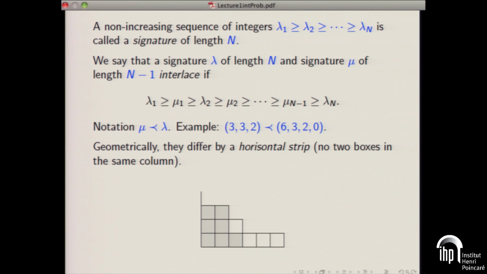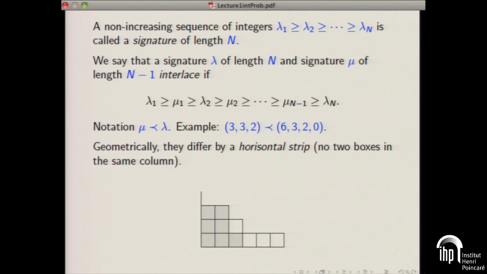This condition of interlacing means that this diagram should be fully contained in this larger diagram. On the other hand, the difference between them should be quite small, and they should form what is called a horizontal strip. So we have these boxes in the set difference, and no two boxes in this horizontal strip should be in the same column. So this is what the condition of interlacing means in these geometric terms. This is interlacing of signatures.